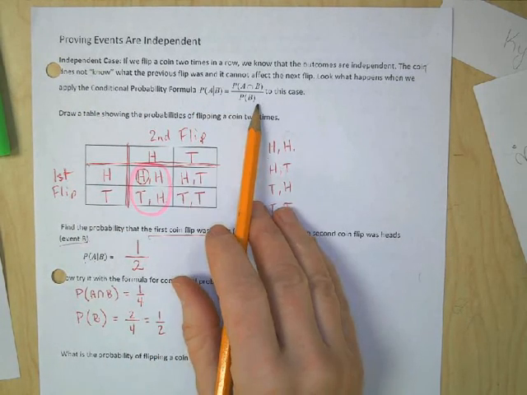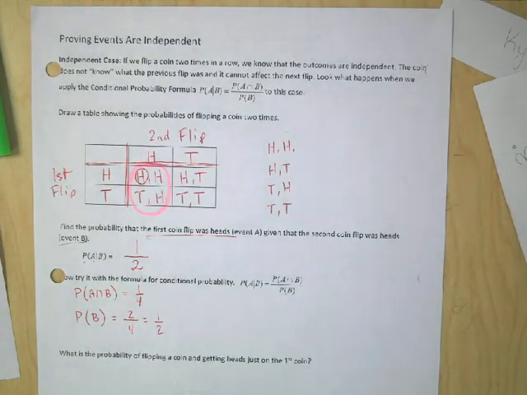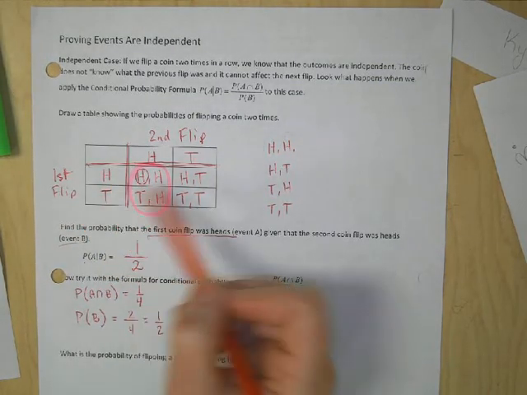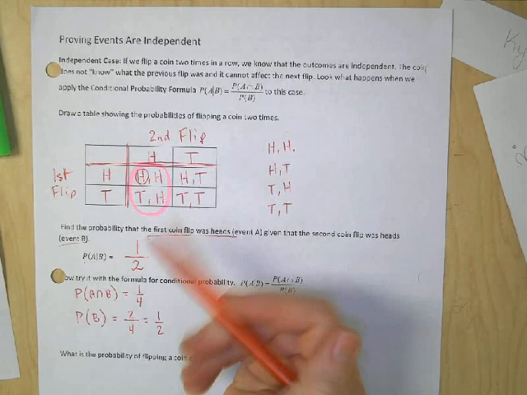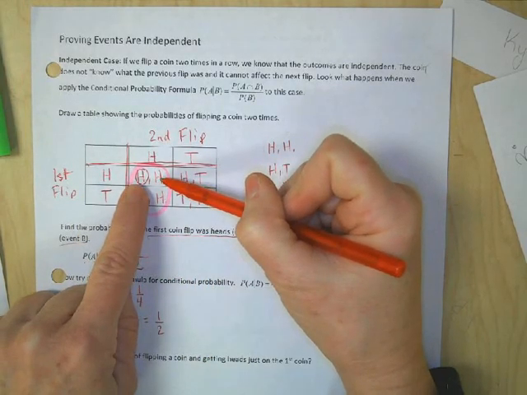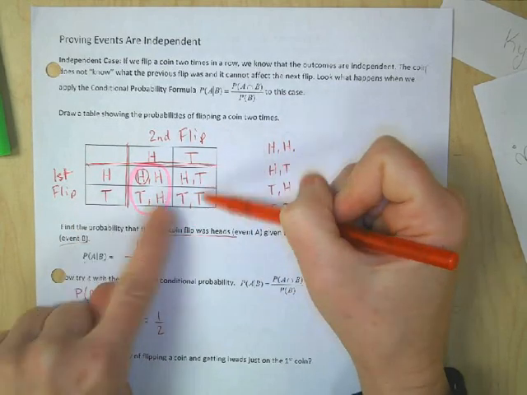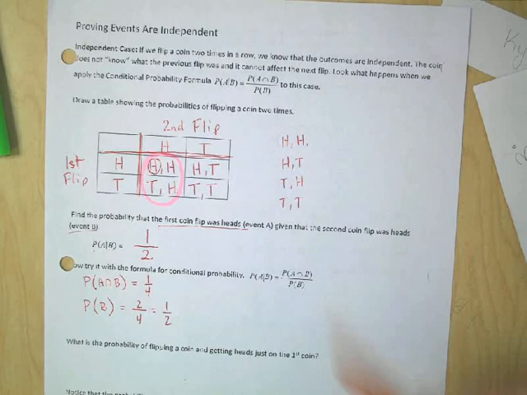But first, let's look at the situation by drawing a table. So here we have a table of the possible outcomes. On the first flip, I could get heads or tails, and on the second flip, I could get heads or tails. So my possible outcomes: I could have heads, heads, or heads, tails, or tails, heads, or tails, tails. And I've listed out my four possible outcomes.